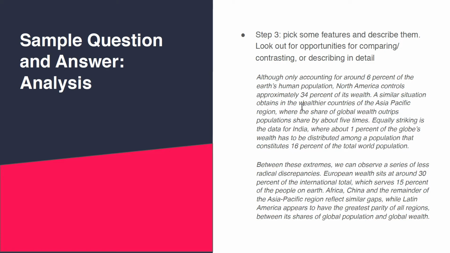So equally striking is the data for India, where about 1% of the globe's wealth has to be distributed among a population that constitutes 16% of the total world population. So in this paragraph, I've gone for the extremes. I've looked at North America and Asia Pacific as the wealthiest with the smallest population and contrasted that with India, which is a high population and low wealth.